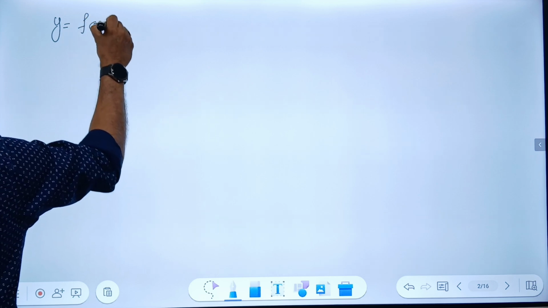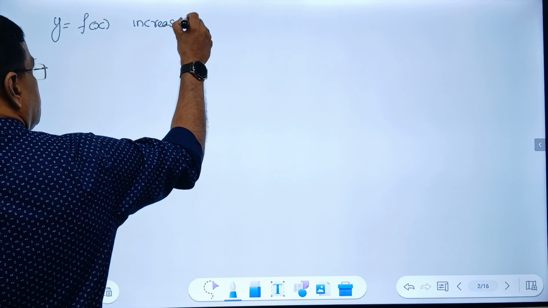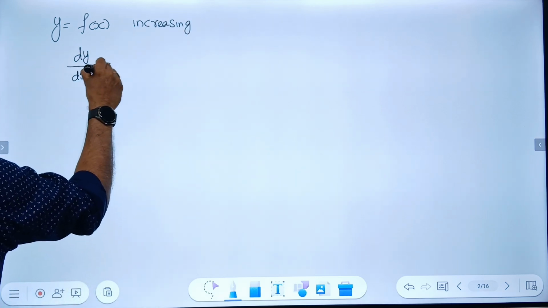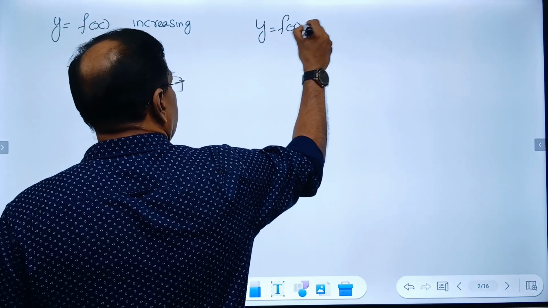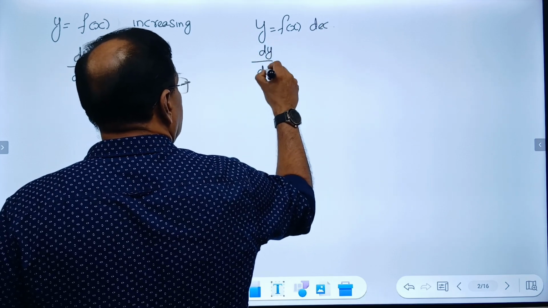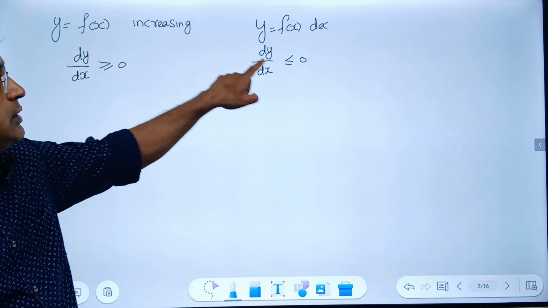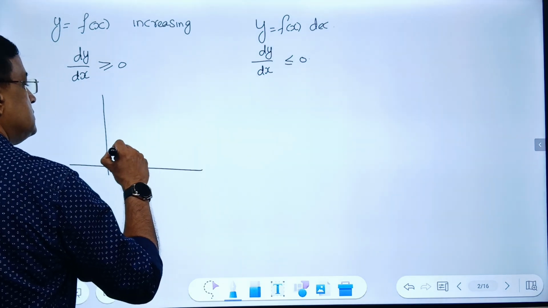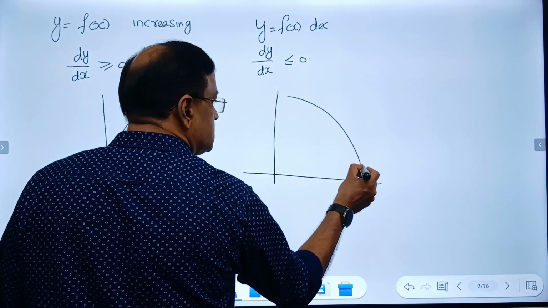I say the function y equal to f of x is increasing when your derivative is positive. You say the function y equal to f of x is decreasing when dy by dx is less than or equal to 0. If it is greater than 0, you can say strictly increasing. Less than 0 means strictly decreasing. And the graph of an increasing function will be like this, and the graph of a decreasing function will be like this.